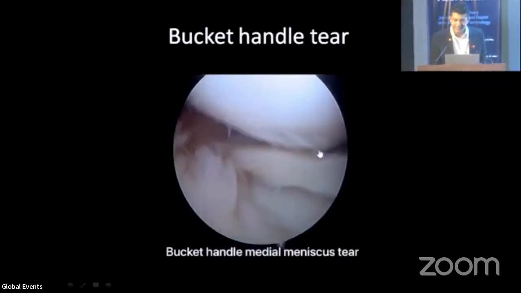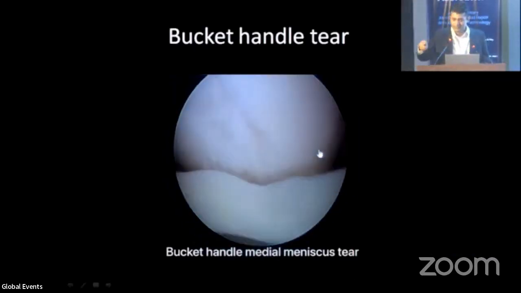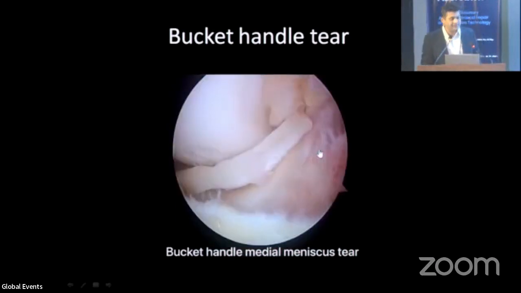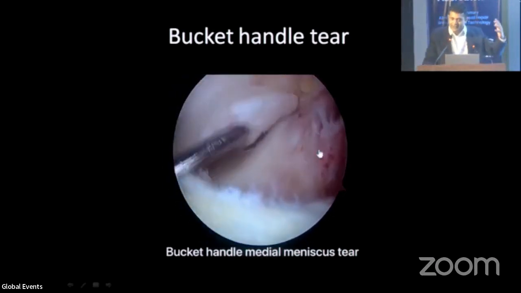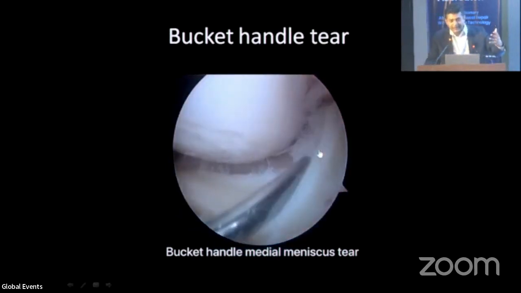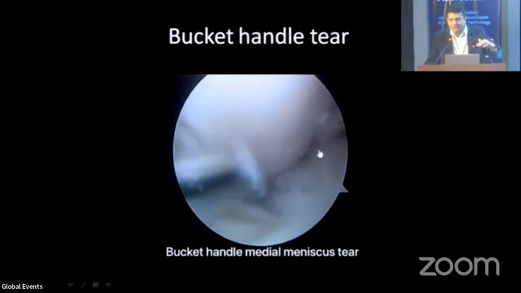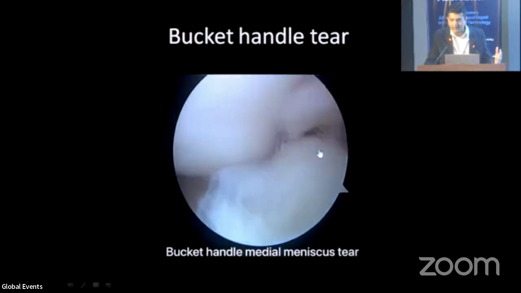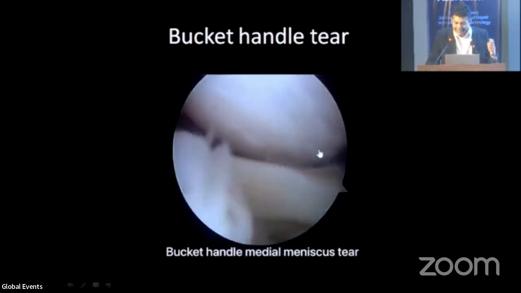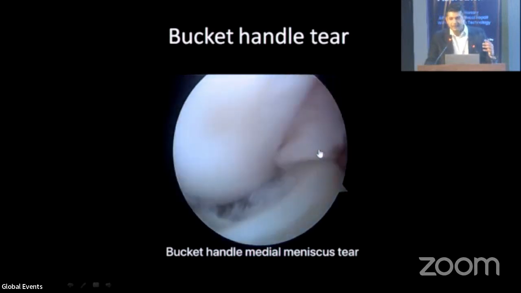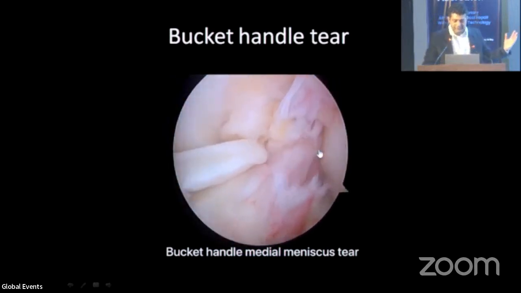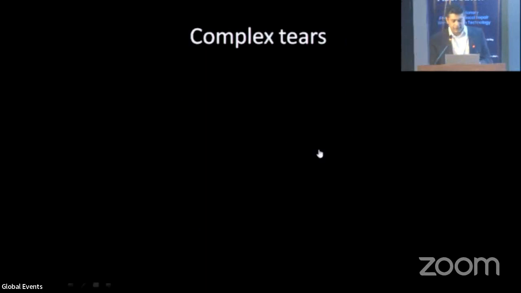Bucket handle tear: typically, take the handle of a bucket and put it across. So this is what happens. The bucketing of the meniscus usually happens either in the mid substance or at the capsulomeniscal junction, and the entire substance of the meniscus falls into the intercondylar notch, hence causing locking, clicking, and so on and so forth. This could be either one of the horns, a posterior horn tear which can be bucketed, or the entire meniscus, which can bucket into the intercondylar notch.